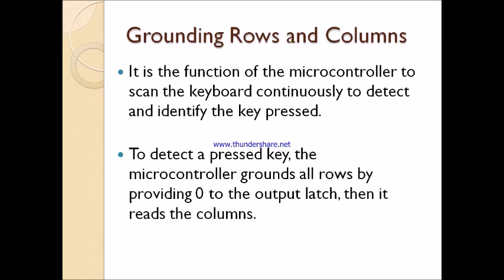After a key has been pressed, the microcontroller will go through the process of identifying the key. Starting with the top row, the microcontroller grounds the top row first and checks the output. If the data reads all ones, it means no key has been pressed in that row, so it will go on to the next row.